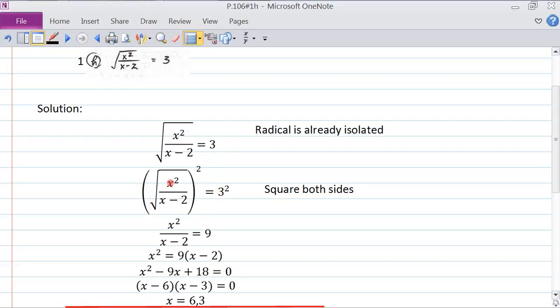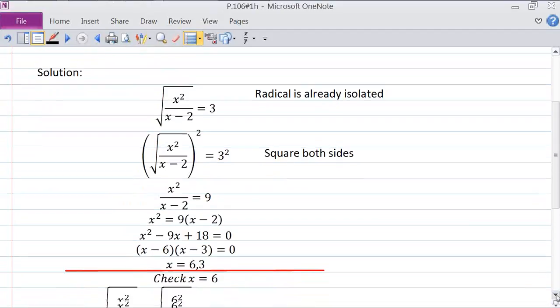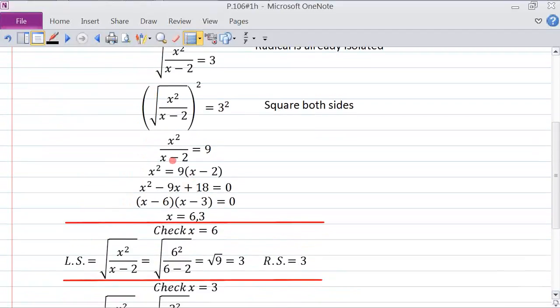So the square root squared cancels, the squared cancels the square root sign, and I get what's here: x squared over x minus 2 equals 3 squared, which is 9. Now I can either multiply both sides by x minus 2, or I can cross multiply. If I multiply by x minus 2, that will cancel the x minus 2 in the denominator.